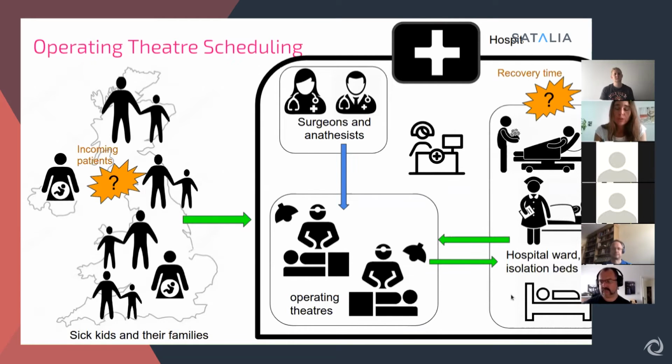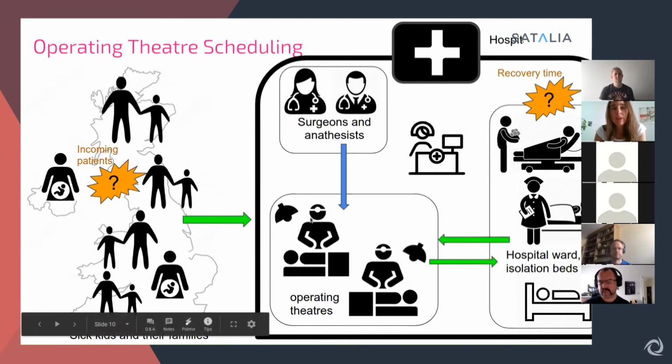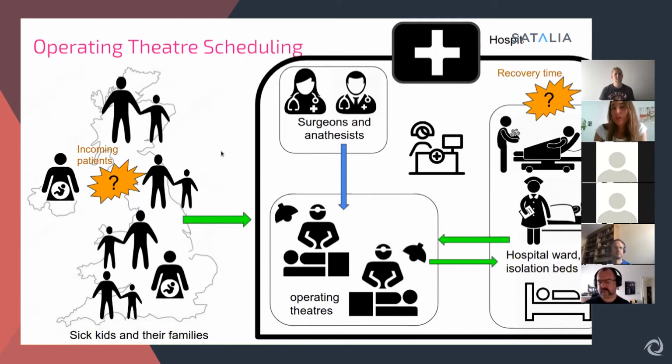So unfortunately, we have some uncertainties when we look at operating theater scheduling. So on one hand, we do not know how many patients are going to be coming in and which patients are going to need some treatment. So a certain percentage will have elective treatments, but there will also be some acute patients that will have to come and will need some treatment.